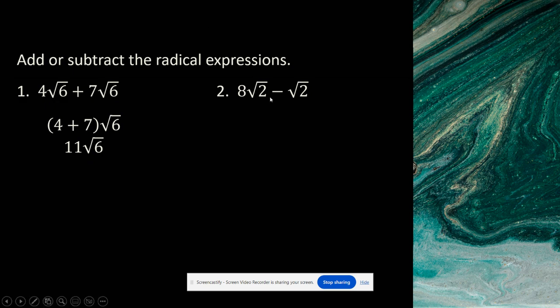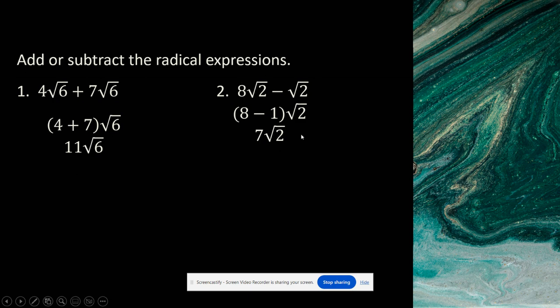For number two, I have 8 root 2 minus the square root of 2. Remember, if there's no number in front of this, it's assumed that it's a 1. So 8 minus 1 root 2. 8 minus 1 is, of course, 7 root 2. So it's kind of that same process of combining like terms, just now we're working with radicals.